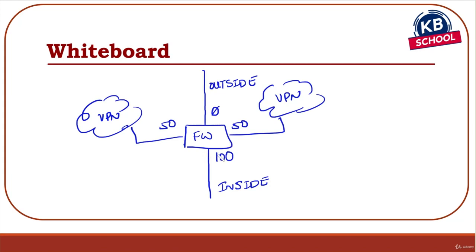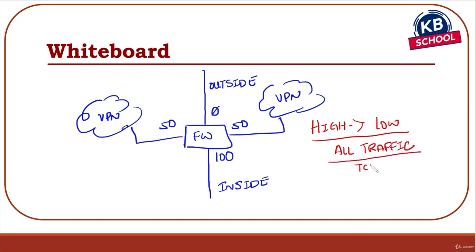So how does the traffic flow go through the firewall by default? As we have talked about in the earlier videos, traffic from a high security level interface towards a low security level interface, by default, all traffic is allowed. Not only is all traffic allowed, TCP and UDP traffic is inspected. So the return traffic is put into the state table, also known as the connection table, and the return traffic is also allowed to come back.